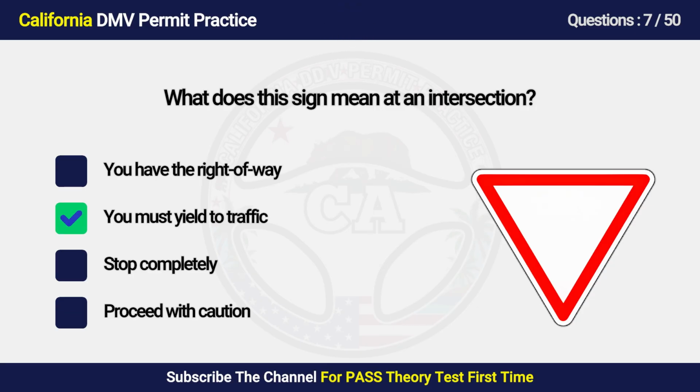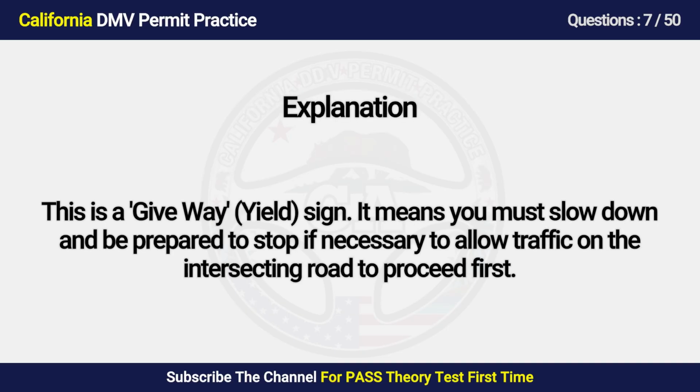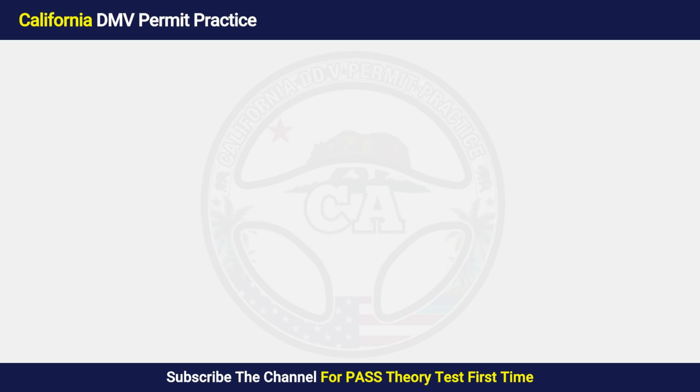Answer is B. You must yield to traffic. This is a give way yield sign. It means you must slow down and be prepared to stop if necessary to allow traffic on the intersecting road to proceed first.